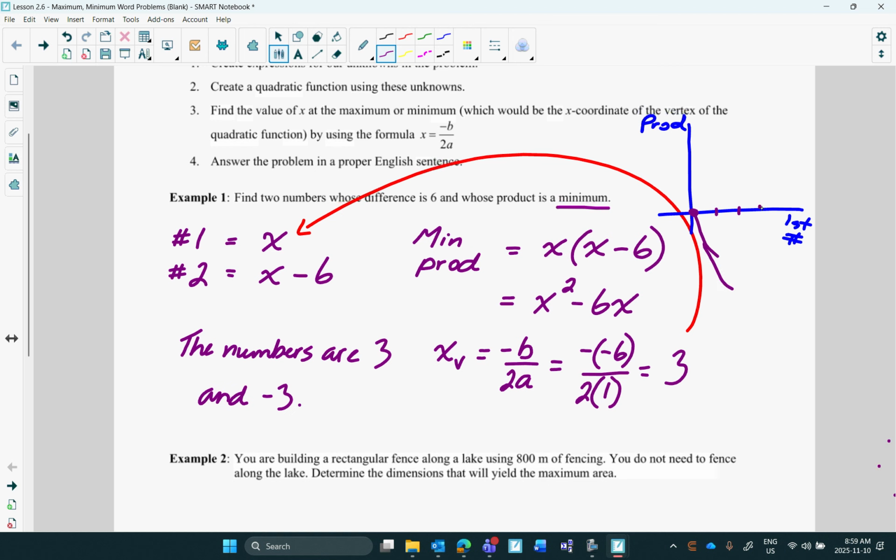If it's 3, the other number, the product, is negative 9. It bottoms out. As soon as you try 4, 4 times negative 2 is negative 8. It starts to come back up. So this is a graph of the situation. That's the answer we want. Okay?